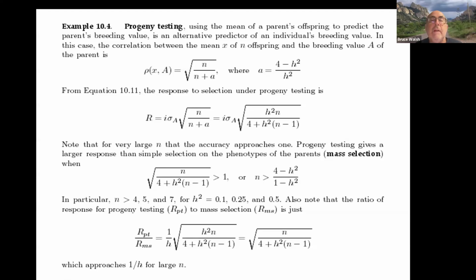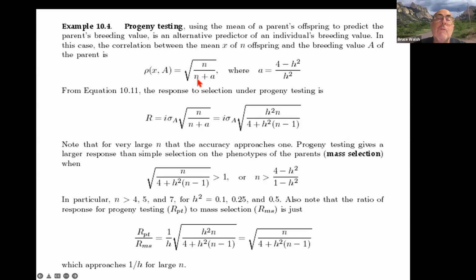So how do we do this? I can't score milk production in a bull, but what I can do is progeny testing. What progeny testing does is it takes a bull and crosses it to N random females and looks at mean milk production in their daughters. We're going to call that X. So what I want to know is, how well does mean milk production in, let's say, 5 daughters predict the breeding value of the father?